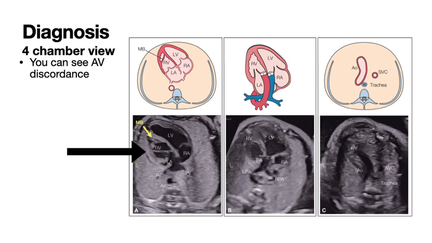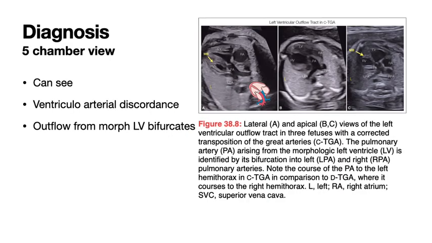Here's some pictures where you can see the discordance. You can see the posterior ventricle has a moderator band, suggesting that the morphologic right ventricle is hooked up to the morphologic left atrium. In the 5-chamber view, you can see this ventriculo-arterial discordance. In other words, you've got the morphologic left ventricle hooked up to an outflow tract with a bifurcation.